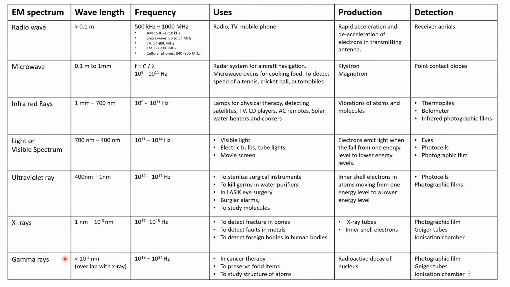Finally, we have gamma rays, whose wavelength is less than 10 to the power of minus 3 nanometer. The frequency is 10 to the power of 18 to 10 to the power of 24 hertz. These gamma rays are used in cancer therapy, to preserve food items and to study the structure of atoms. This is also produced due to radioactive decay of the nucleus.